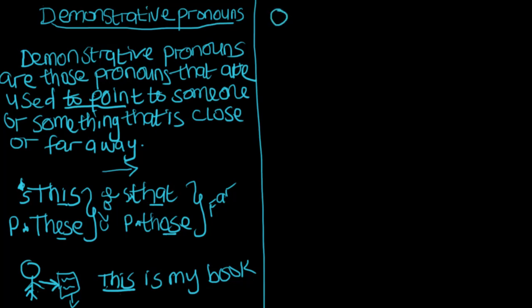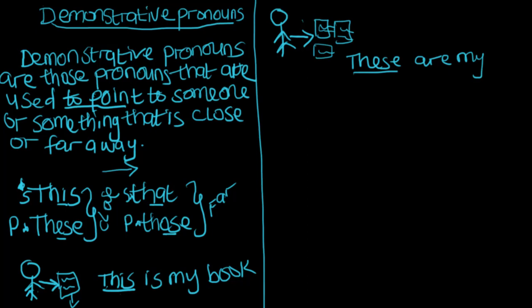Let's take another example. We have a book, a person, and then we have several books. We have another book, we have another book here. So we have 3 books, right? Now I want to point to here. What will I say? These are my books. You know that because it's more than one book, that's why we have these. So these is used to point to something close that is more than one.